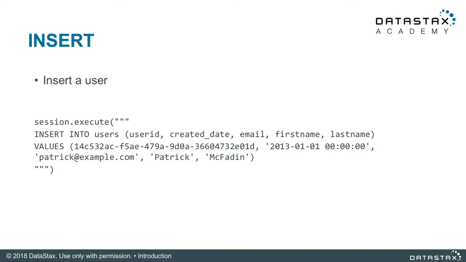In this case, we are using the insert statement to create a user record for Patrick McFadden in our users table. Notice we are using a UUID for the user ID, a timestamp for created date, the address patrick@example.com for email, and Patrick and McFadden for the first name and last name columns.